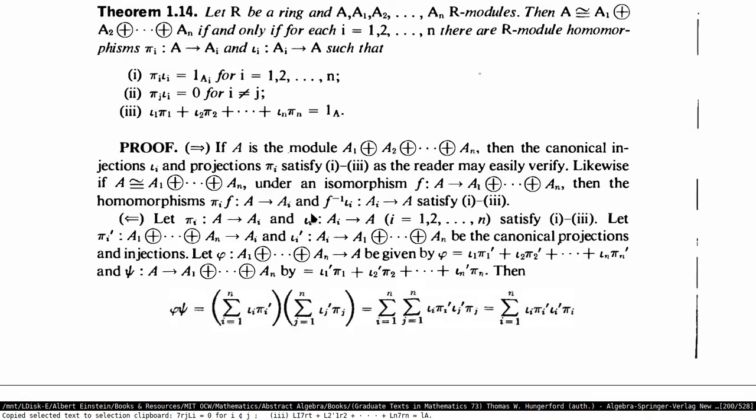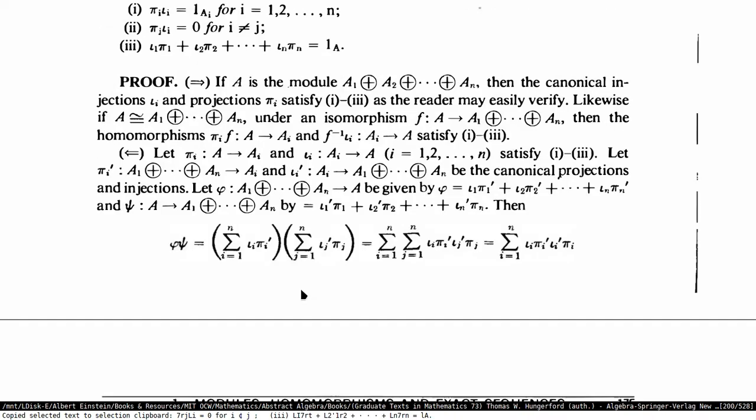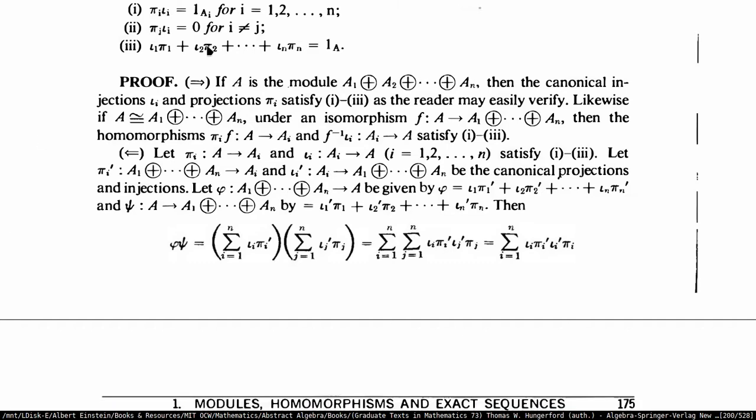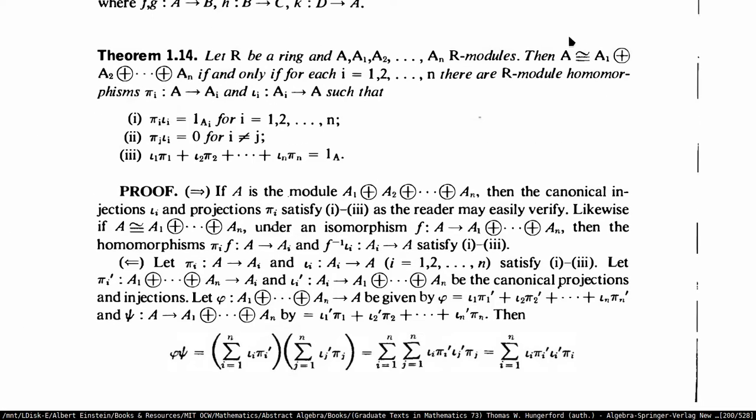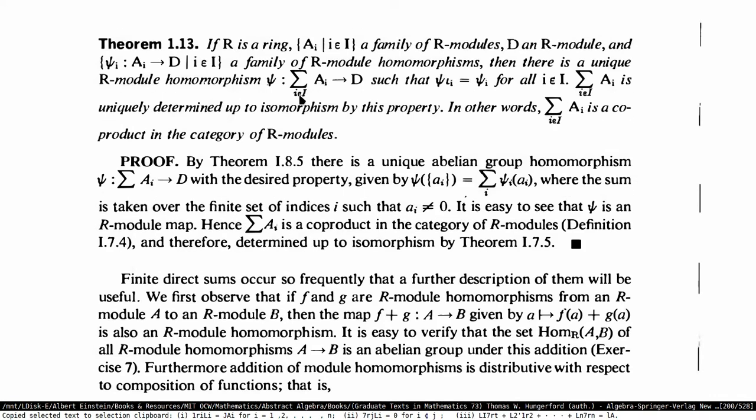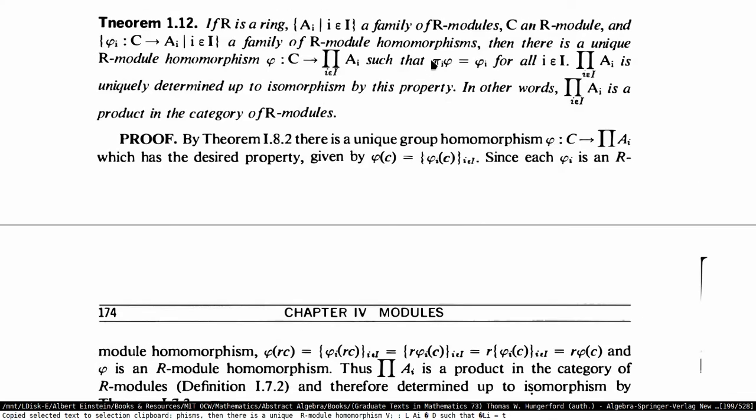So the proof is essentially just dealing with the indices, as it looks to me. If you have the forward direction, which says that if your module can be written as the direct sum of these submodules, then you have the canonical projections and injections, which would satisfy these two, because that's pretty much easy. That's from the definition of what we saw here, and this one.